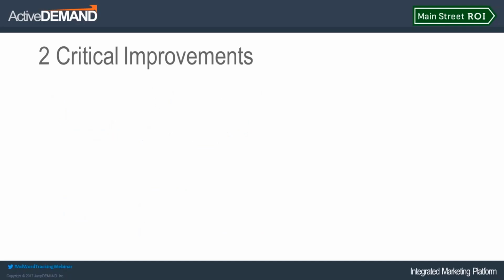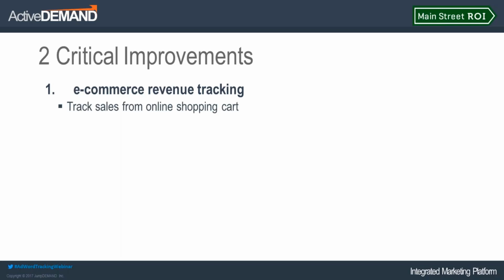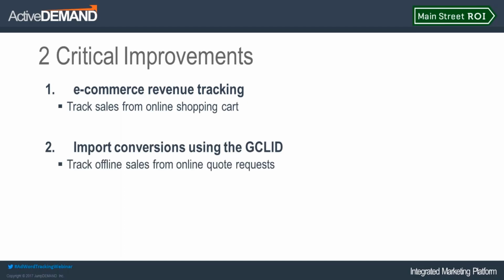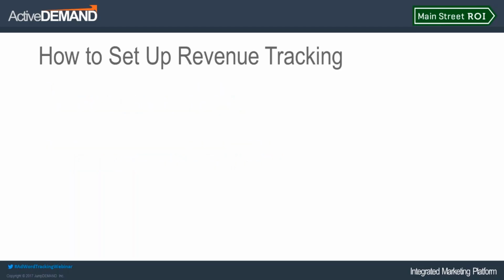So let's dive into what we did. 2 key improvements here related to conversion tracking. We obviously set up the revenue tracking, so we tracked the sales from the online shopping cart and sent that revenue back into Google AdWords. And then we set up what's called GCLID tracking, which is a type of conversion called an import conversion. And this allowed us to track those offline sales. So again, people would request a quote using the online form, and then the sale would happen offline, and we were able to import that data back into AdWords. I'll talk about how to set that up in just a minute.